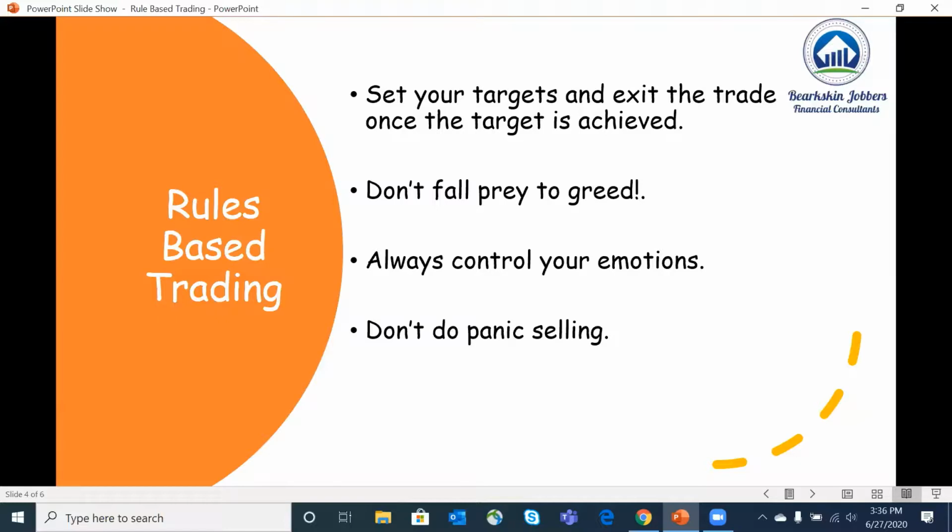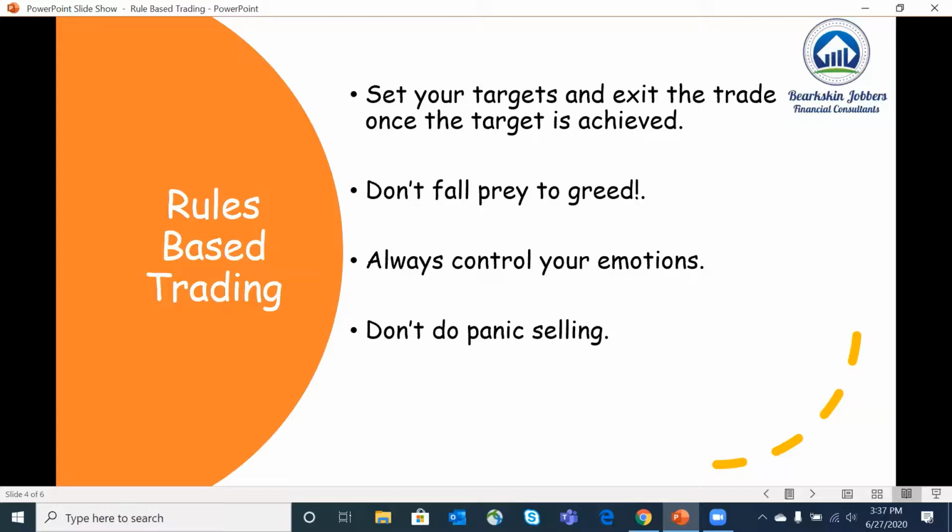But what we are focusing on is, if you have already set a target, then don't fall prey to greed and realize that profit and come out of the trade, and be happy with whatever you have earned. If from 13 it goes further up to 15, don't think that you have lost $2. You have not lost $2, you have actually gained $3 in this trade. So be happy with what you have earned and don't fall prey to greed, and always control your emotions.